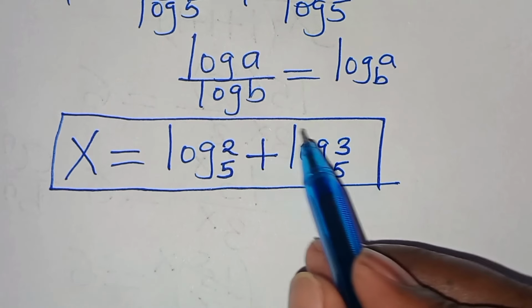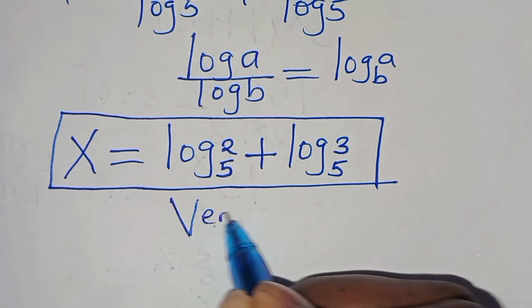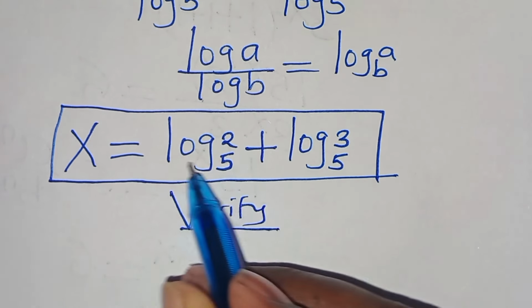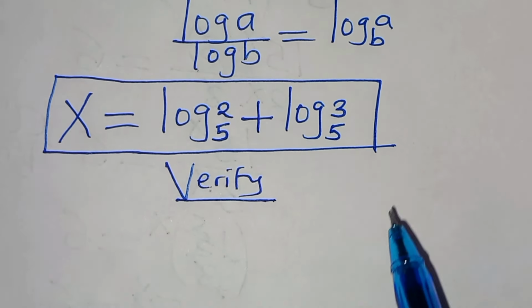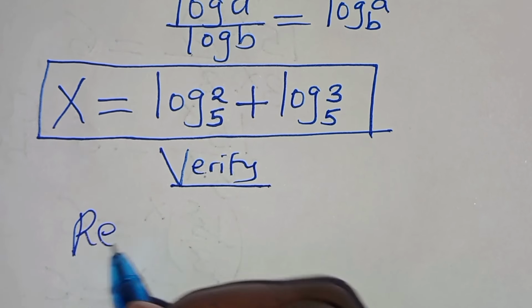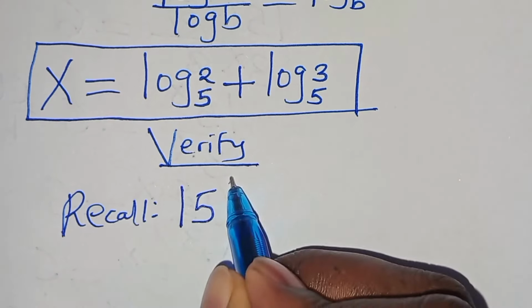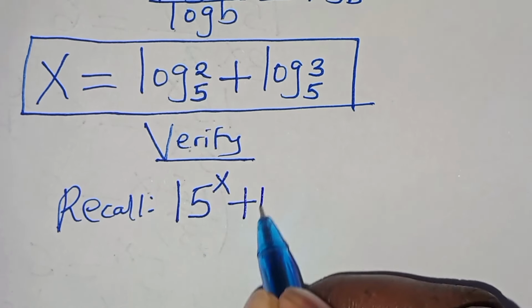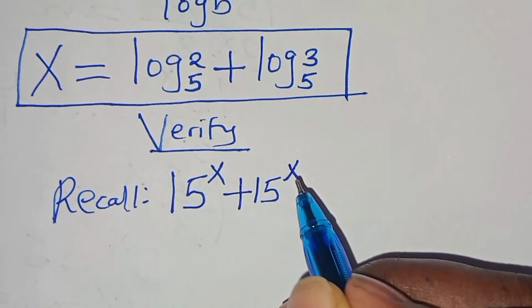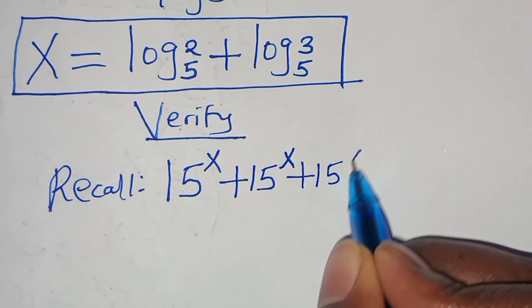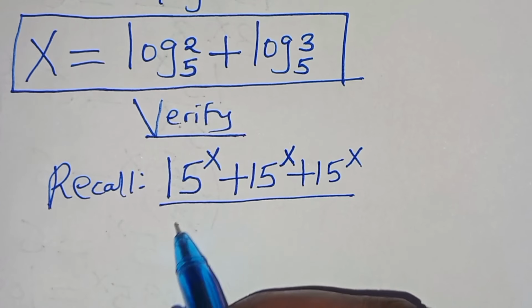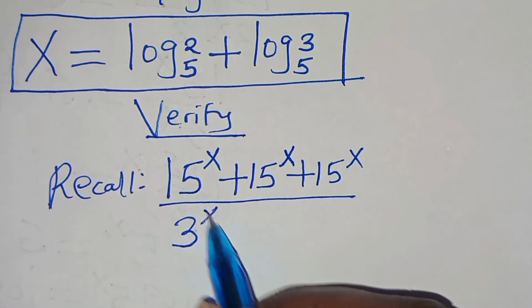The next step from here is to verify that this value of x satisfies the equation. So if you recall, we have 15 to the power of x plus 15 to the power of x plus 15 to the power of x, divided by 3 to the power of x plus 3 to the power of x plus 3 to the power of x. This is supposed to give us a value of 6.